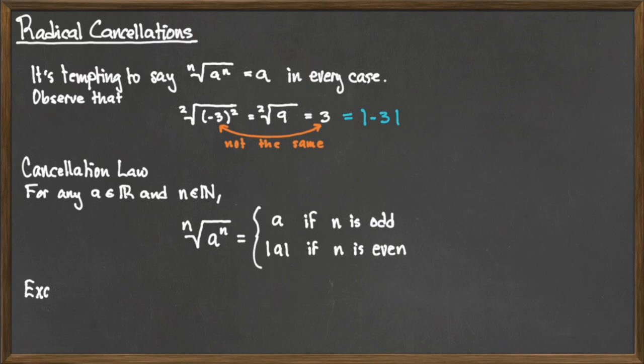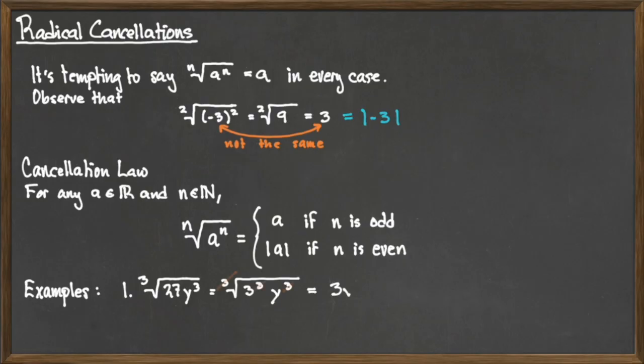For our first example, look at the cube root of 27 times y to the third. Both of these are powers of 3. This means that I can reduce 27 back to 3 to the third, and now I have a whole set of canceling indices and exponents. This gives me a final answer of 3 times y.